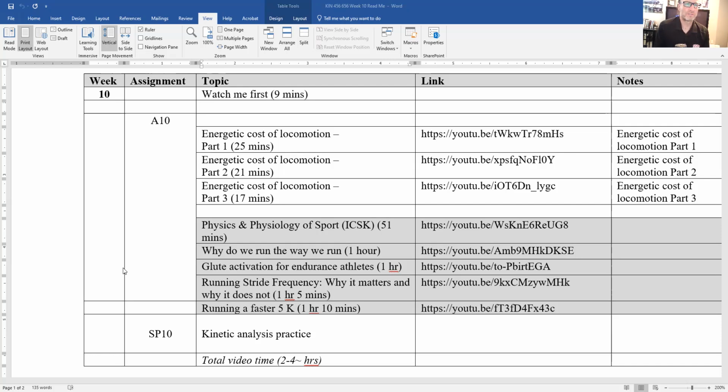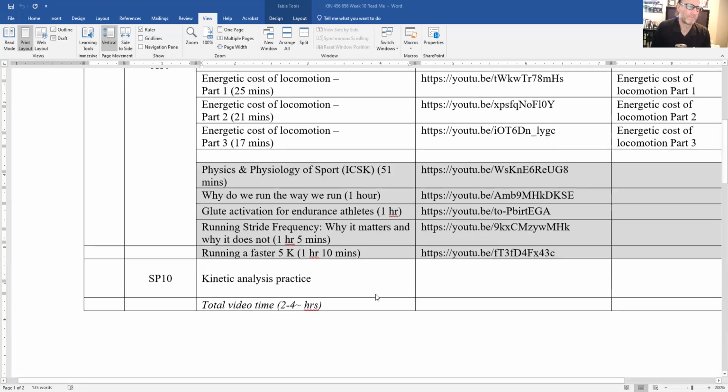Okay, so watch those videos. And again, the ones in gray are really application, and you're listening for the biomechanic terms. I highly encourage you to be writing the terms down as you watch them, so you can go back and make sure that you can define them. Can you clearly define stride frequency in this case, or stride length, things like that. So really be listening to these for terms that you need to know.